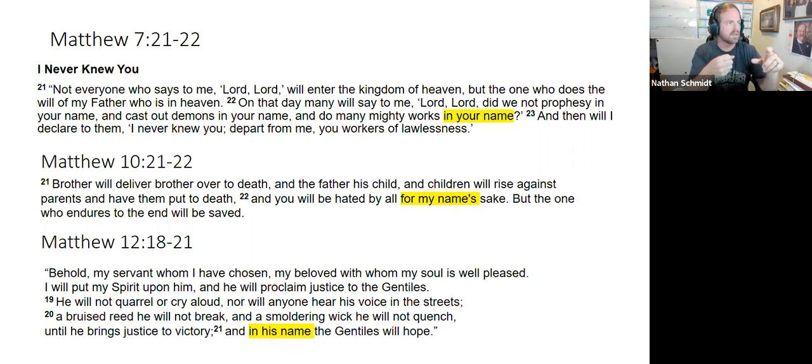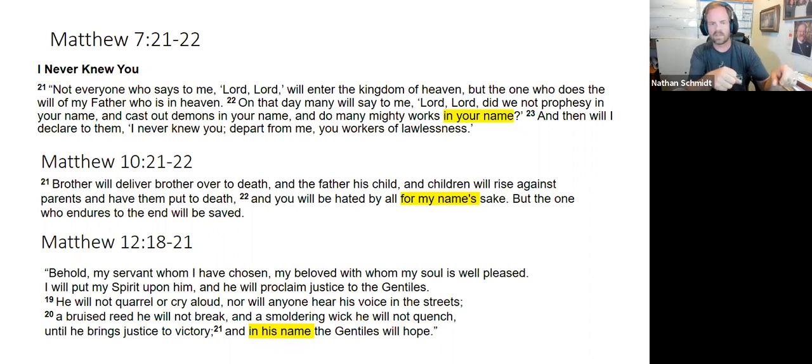I got a lot of these mixed up in my head here. Some of these aren't necessarily a positive thing, as we saw in Matthew 18:5 and 20. Matthew 10 talks about being hated by others for my name's sake. In a sense this is something good because we're doing it for Jesus' name, but there's something bad happening to the individual because of the name of Jesus. And then going down to Matthew 12 at the bottom, in his name the Gentiles will hope. This is again something positive. So some of these fit, some a little bit.